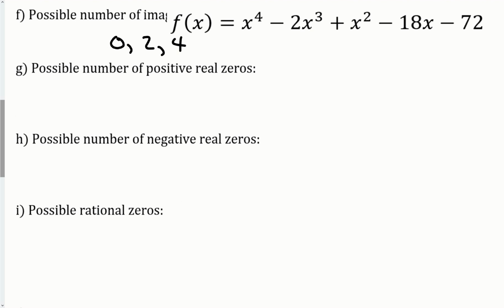All right, so possible positive zeros. This is now Descartes' rule of signs. So we're looking for the sign changes. That's 1, 2, 3, 4. So that's 4, 2, or 0. Go down by 2s.